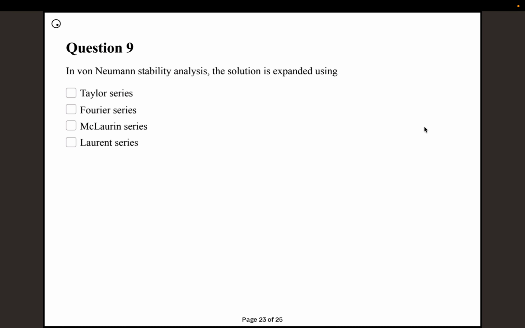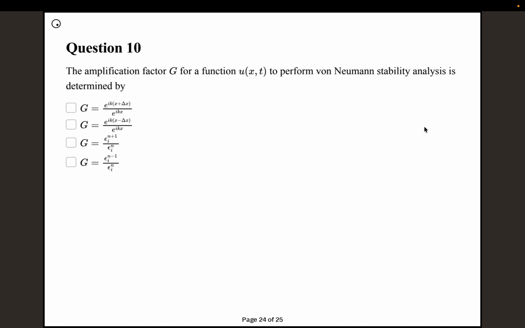Yeah, I think this question got replaced here. In von Neumann analysis, we did the Fourier series expansion. The amplification factor G for a function u of x, t to perform von Neumann stability analysis is determined as we discussed in the beginning itself. This relates to the error term at a given grid point for the n plus 1 time step divided by the nth time step. So this is the amplification factor.